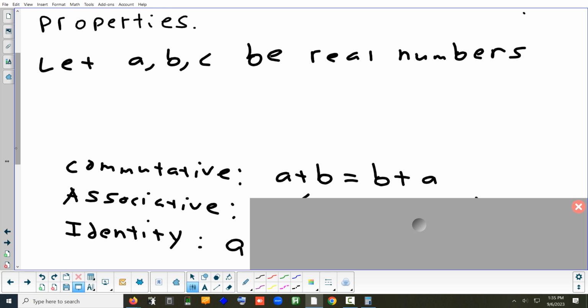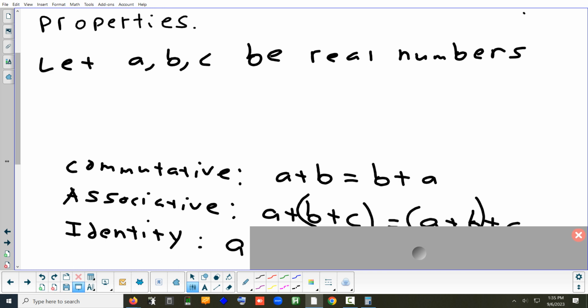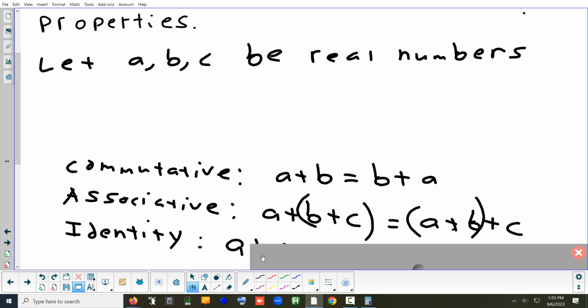And there's a symbol we use in math when we want to group things. Parentheses. Yeah. Sometimes you use brackets. But what associative has to do with is how you group things together. The order is the same on each side. But what we're doing first is B plus C on the left, and on the right it's A plus B.